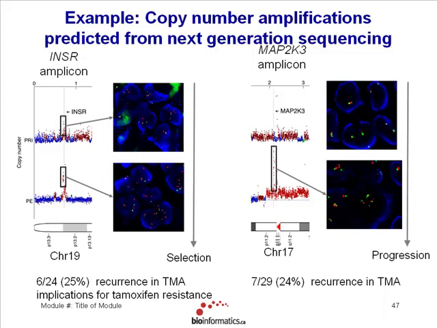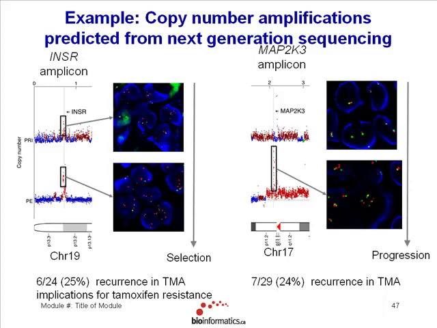Here's an example of a very high level amplification of the MAP2K3 locus. Again, this is validated using FISH. This is a case that was not present in the primary tumor, and so this was what we call a progression event. This is just to give you a pictorial example that you can make predictions. These two happen to be true.